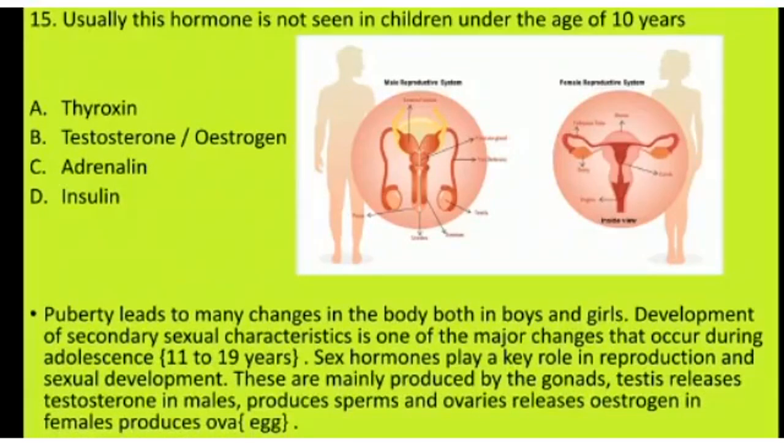Puberty leads to many changes in the body, both in boys and girls. Development of secondary sexual characteristics is one of the major changes that occur during adolescence. Adolescence here means 11 to 19 years of age. Sex hormones play a key role in reproduction and sexual development. These are mainly produced by the gonads. The testis releases testosterone hormone in males and produces sperms, which are the gametes. And the ovaries release estrogen in females and produce the ova, that is the eggs, which are the female gametes.